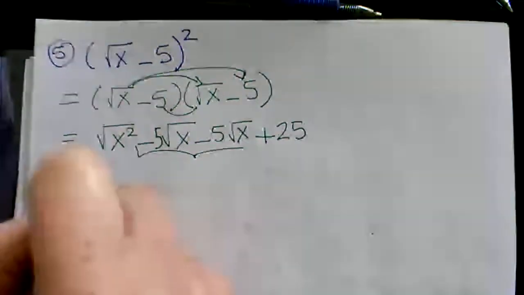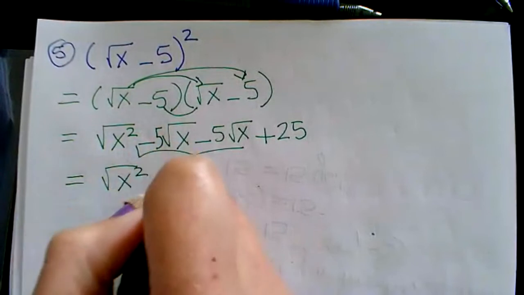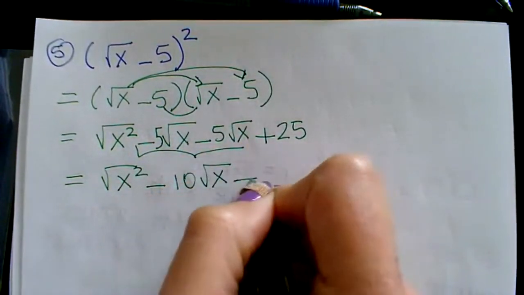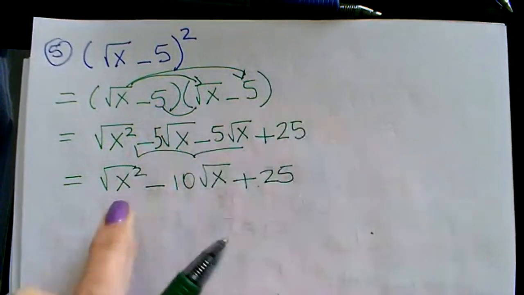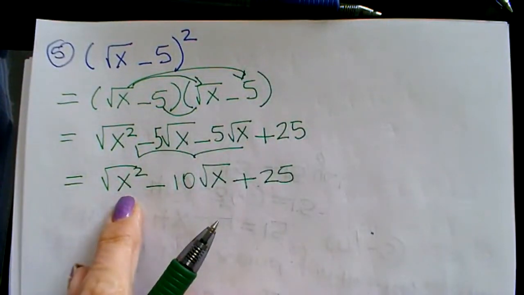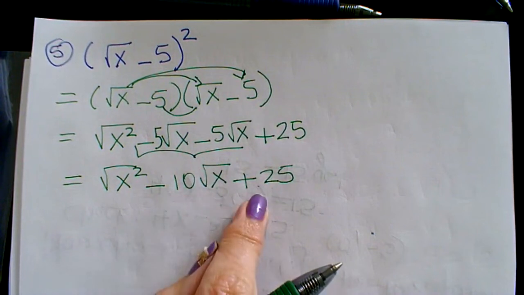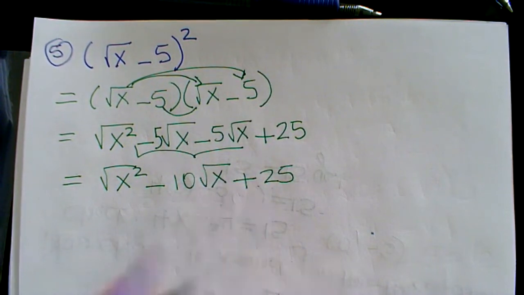I can combine those two like terms, and what do we have? 10. So what we have is a square root of x squared plus minus 10 square root of x plus 25. And that's an answer.